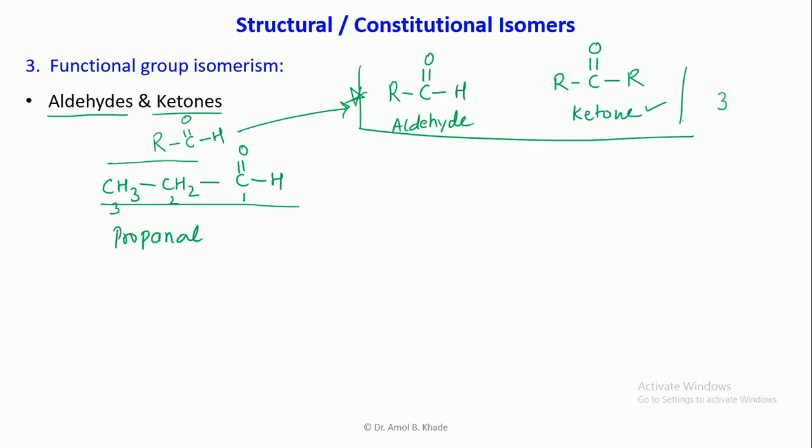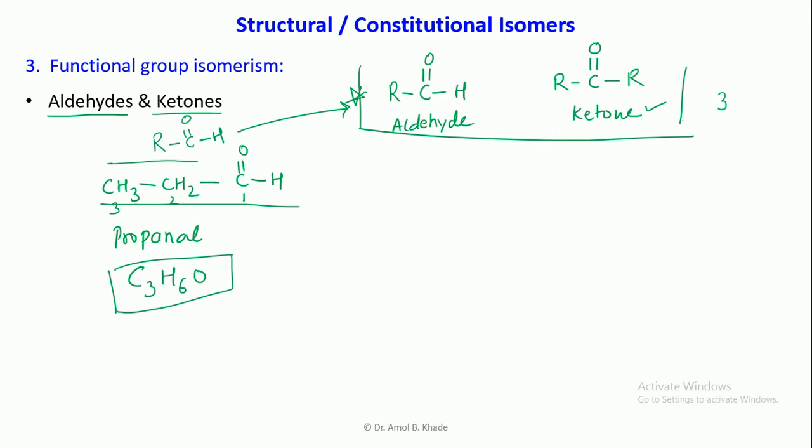Now can you convert this with the same number of atoms? How many carbon atoms are here? 1, 2, 3, 3 carbons. Now count the number of hydrogens: 3 plus 2 is 5, and 1 more makes 6. So 6 hydrogens and 1 oxygen. So this is C3H6O. Now by taking this C3H6O, can you convert it into a ketone?